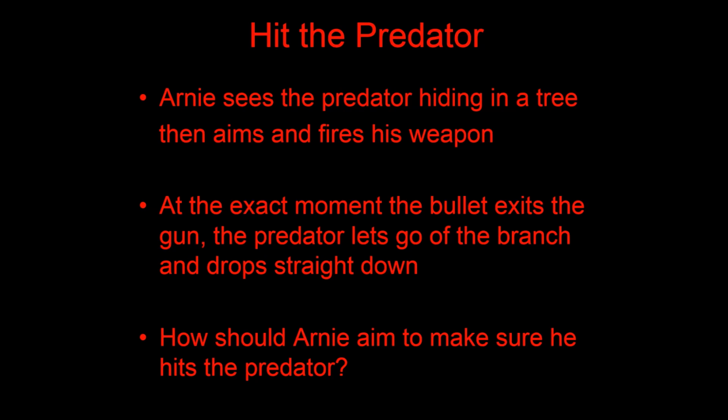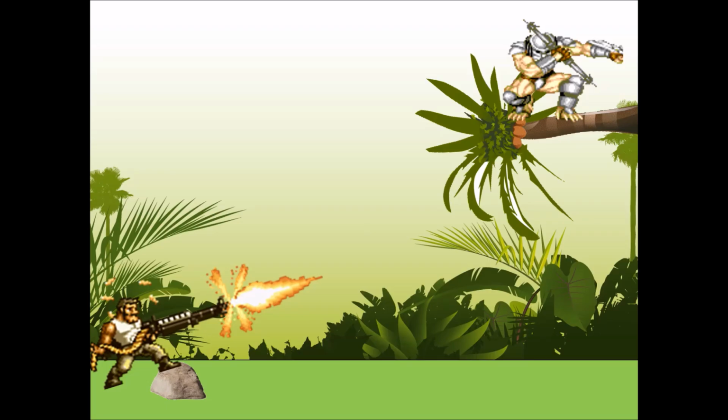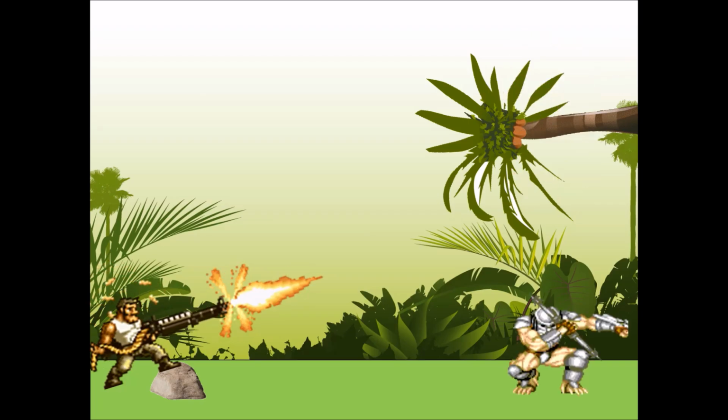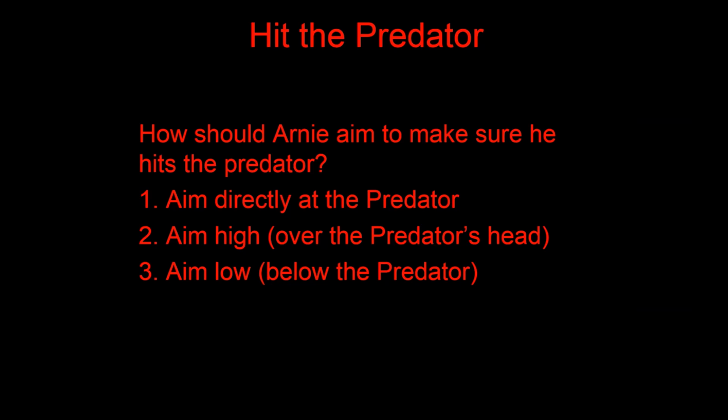Now here's the question you need to ask yourself. How should Arnie here aim to make sure he hits the predator? Now please excuse the rate of fire in the next slide. It's a bit of a liberty to make the slide interesting, because that way he could just shoot the tree down. But let's say that he's firing straight forwards here. He's going to fire his weapon, and the predator is going to drop straight out of the tree. So the question is, how should he aim to make sure he hits the predator?